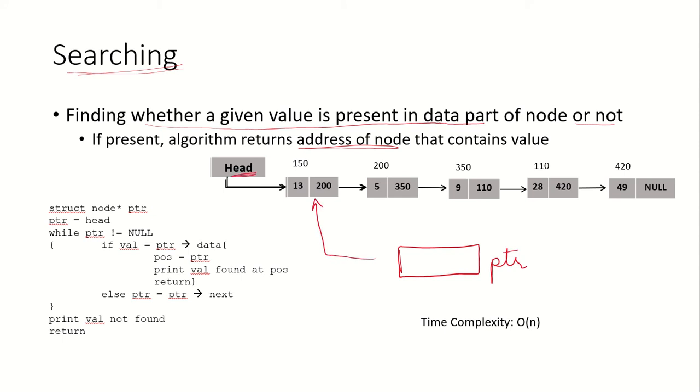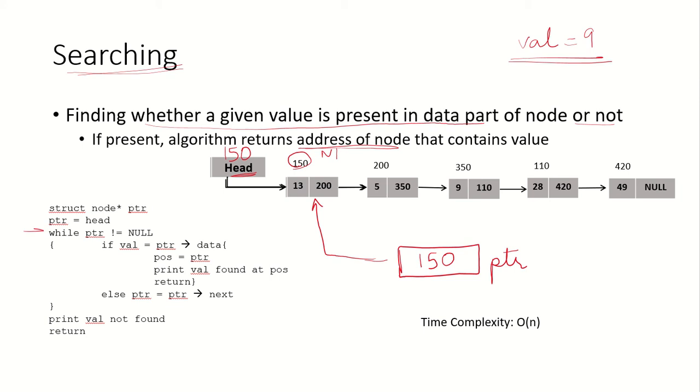The head is containing the value of the address of the first node, which is 150. So this node pointer PTR will also be pointing to the address 150, which is node 1. Suppose we are looking for a value 9. We are looking for a value 9 in this data part of the node of the linked list. So ultimately our algorithm should return the address of that node. That means we should be able to get the address 350 at the end of this algorithm.